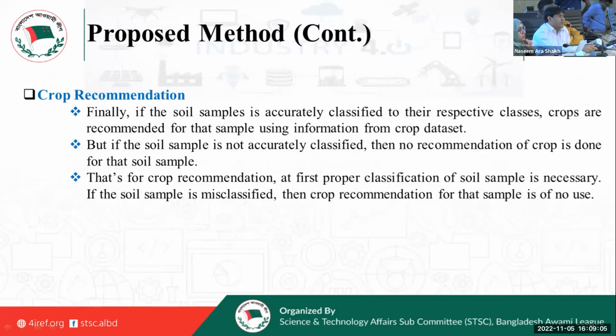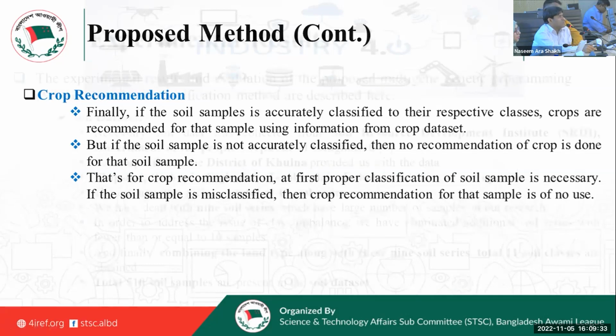Finally, if the soil sample is accurately classified to its respective class, we recommend the crops based on the samples using input from the dataset. But if the soil is not accurately classified, then no crop recommendation is done for the soil sample. For crop recommendation, at first, proper classification is very important. And if the soil sample is misclassified, then the crop recommendation for the sample is not useful.